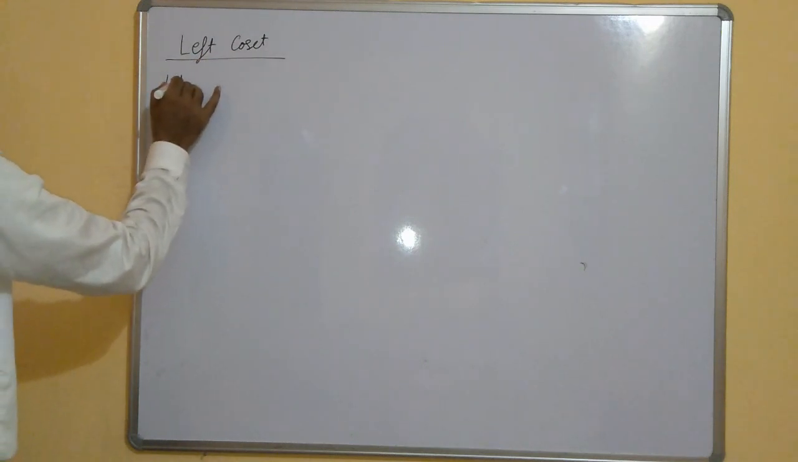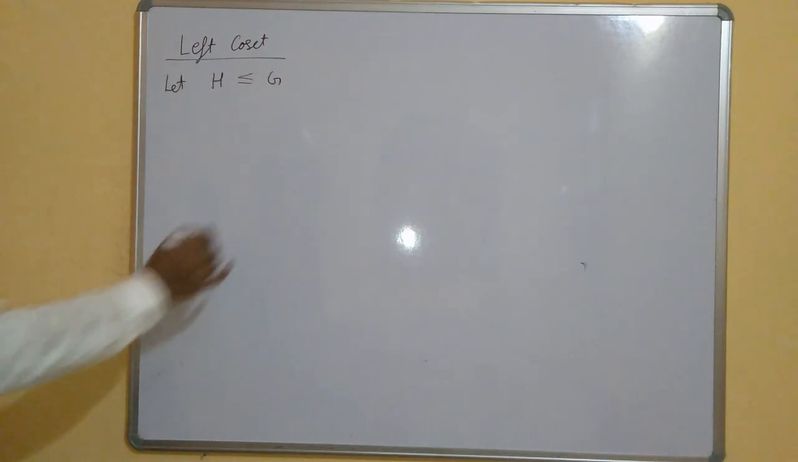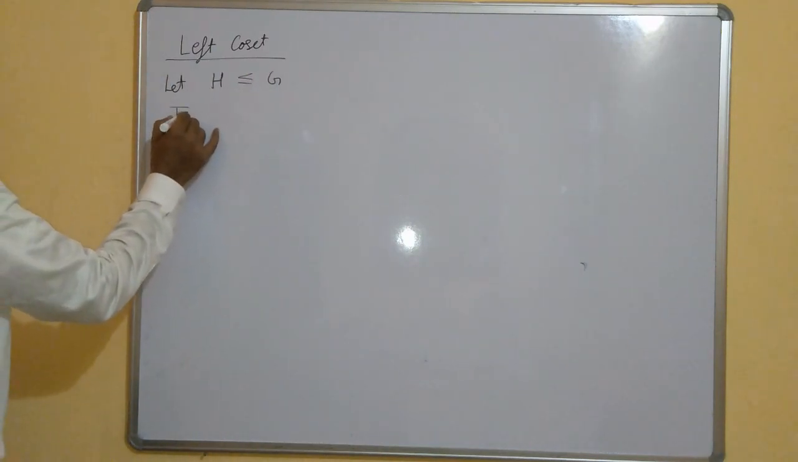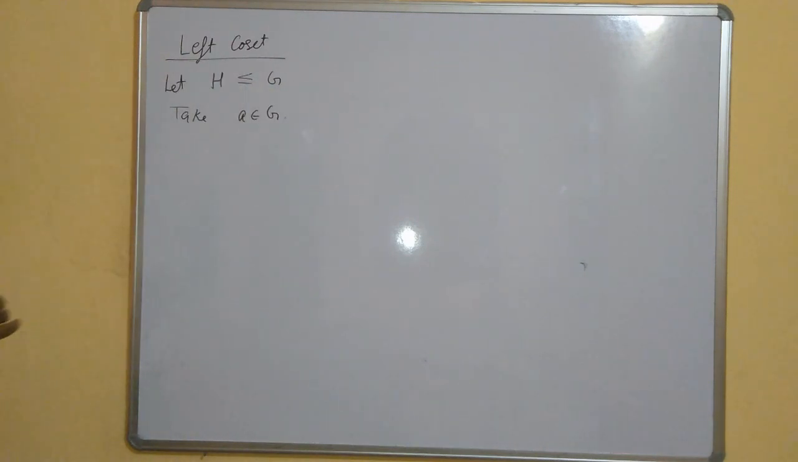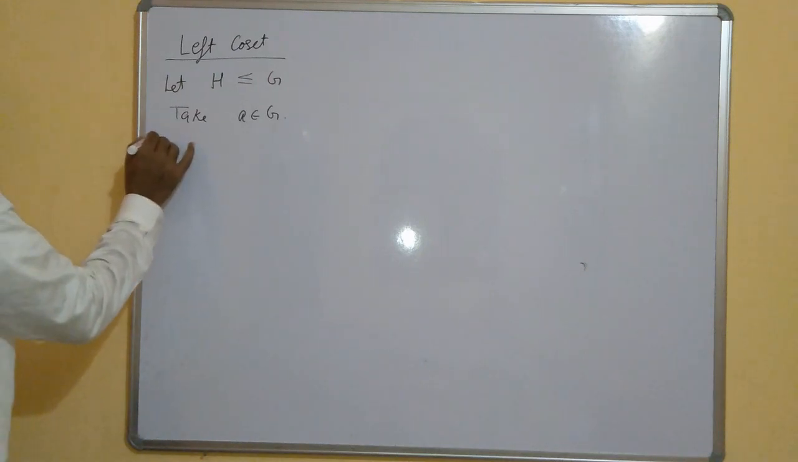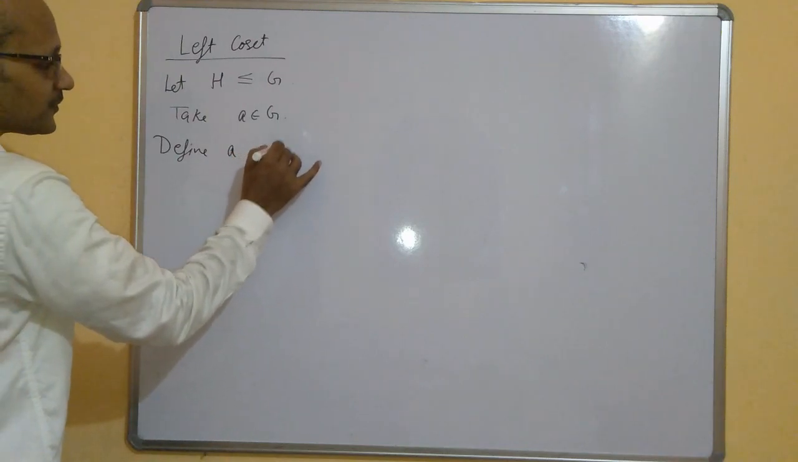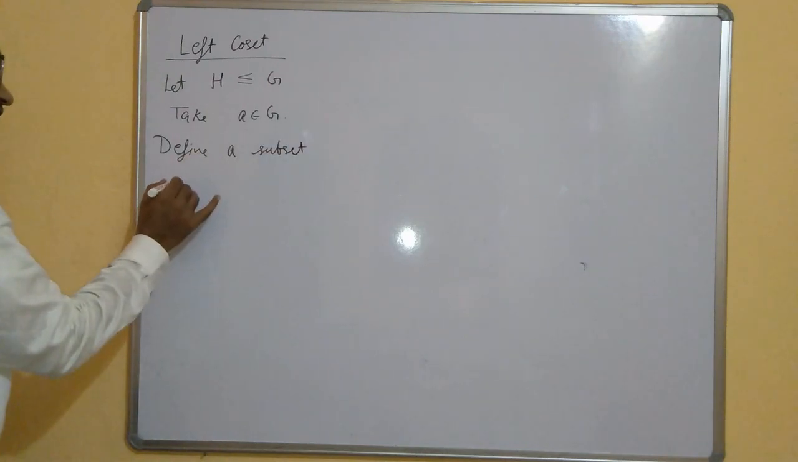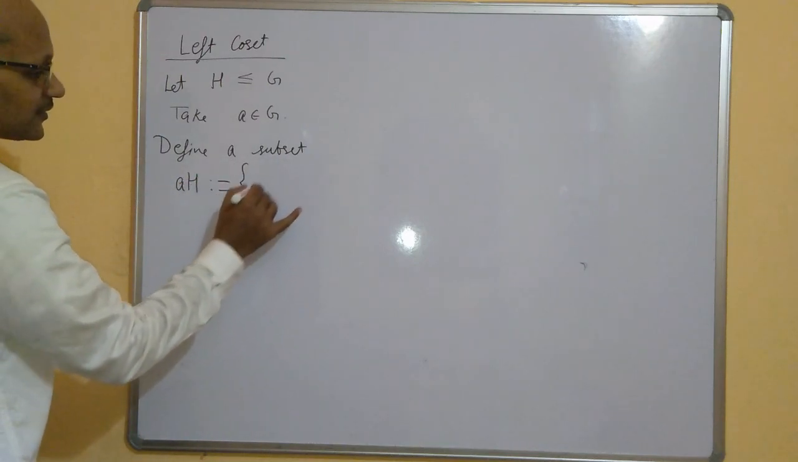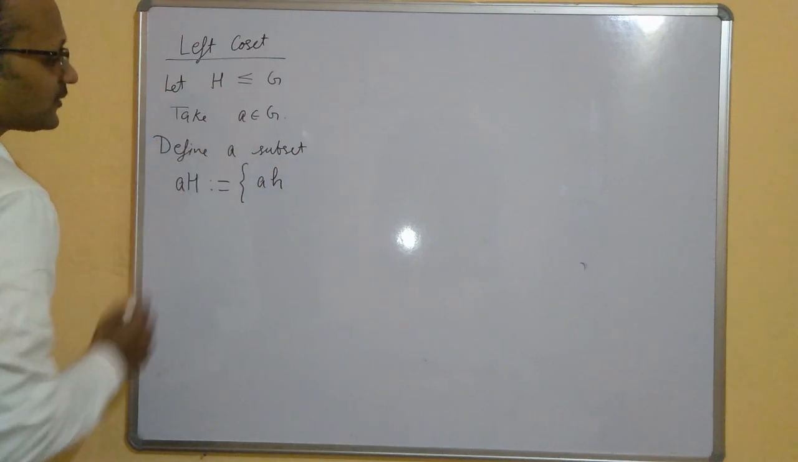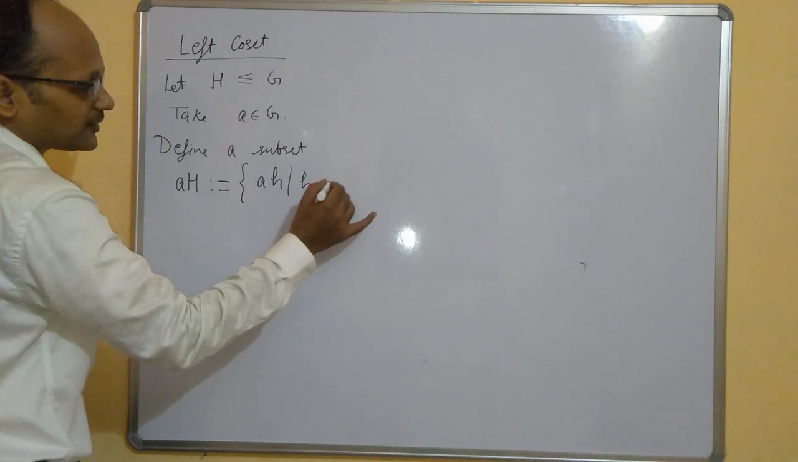So let H be a subgroup of a group G. Take an element a in G. So a is any element in the group G. Define a subset which we will denote as aH. It is defined as the set of elements of the form ah such that h is in H.